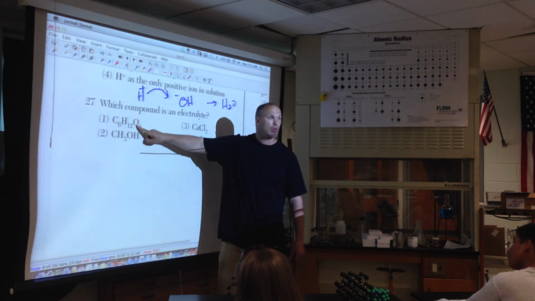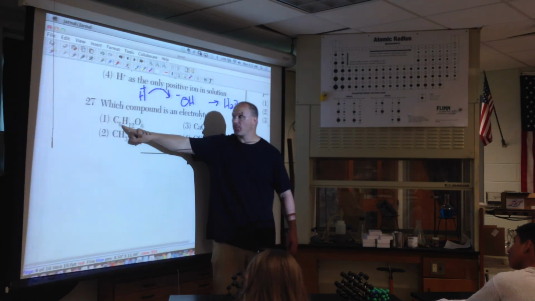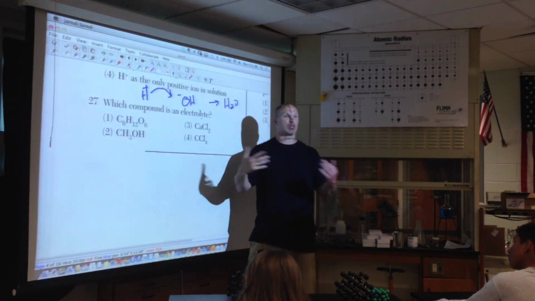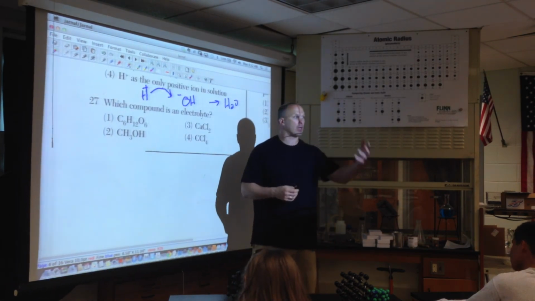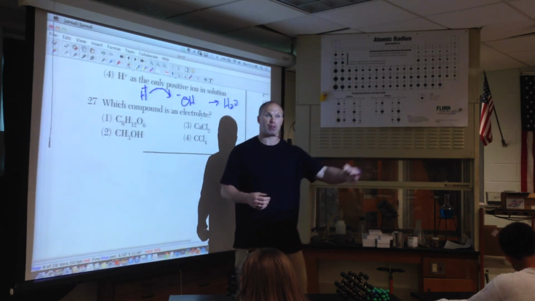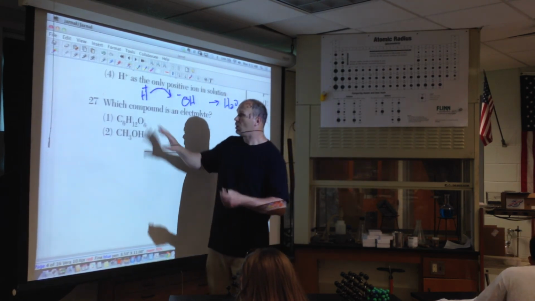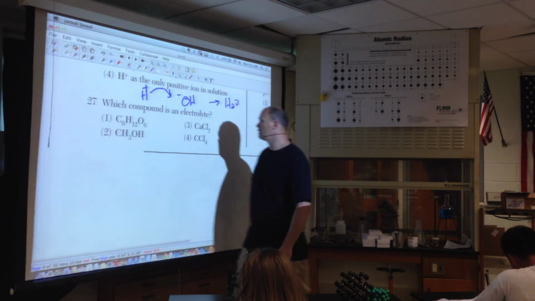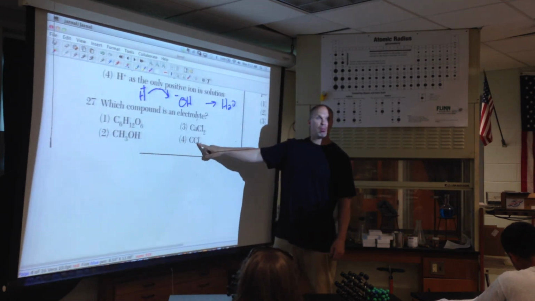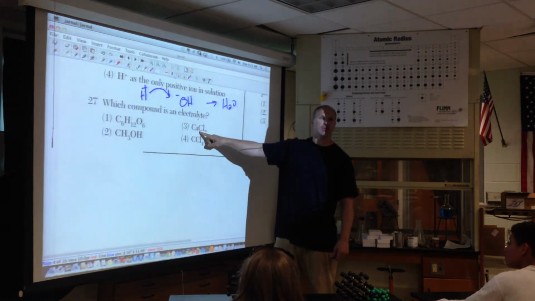This is glucose. All nonmetals. Doesn't dissociate into ions. Things that are molecular, things that bond to themselves into molecules, things that make covalent compounds, normally are not electrolytes. Also a molecular compound. There's my salt.